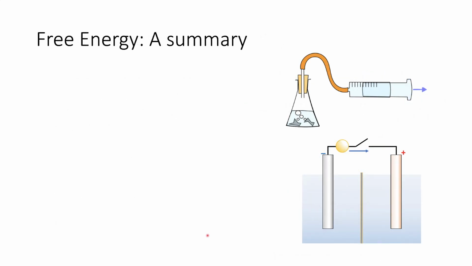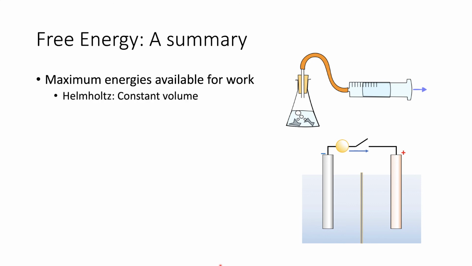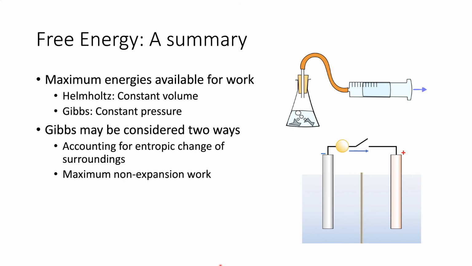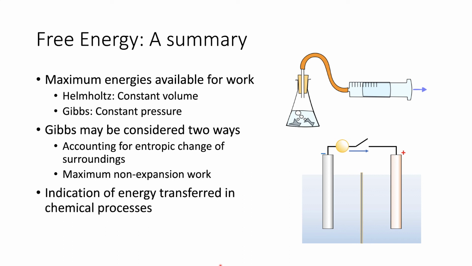Free energies are a complex subject, but fundamentally they are the maximum energy available for work, available for that non-expansion work. The Helmholtz energy, remember, is at constant volume, while the Gibbs energy is at constant pressure. And we can consider the Gibbs energy in two ways. They're complementary, they're not contradictory. It accounts for the entropic change of the surroundings, and it details the maximum non-expansion work we can do. And it's fundamentally an indication of the energy transferred in chemical processes.